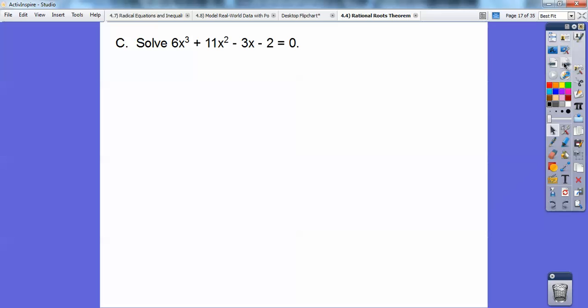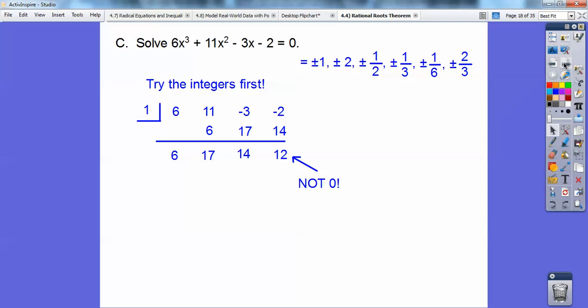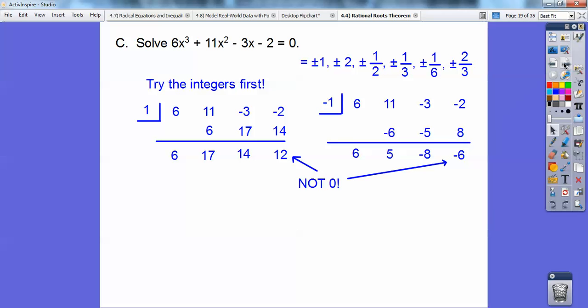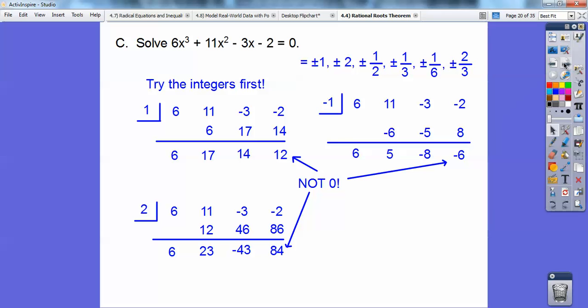So let's go ahead and solve this, you guys. I'm going to go ahead and try 1 first. And it looks like I get a remainder 12, not 0. So let's try -1. Still not 0. Let's try 2. Still not 0. Let's try -2. Hey, finally we got 0. So here's my condensed quadratic, 6x squared minus x minus 1. And so -2 is a root.